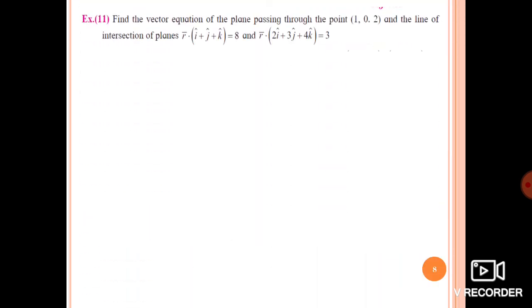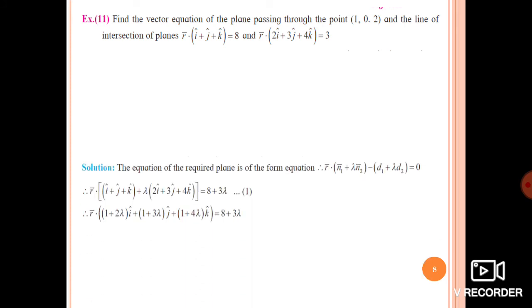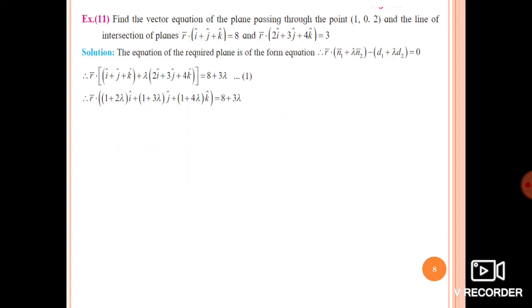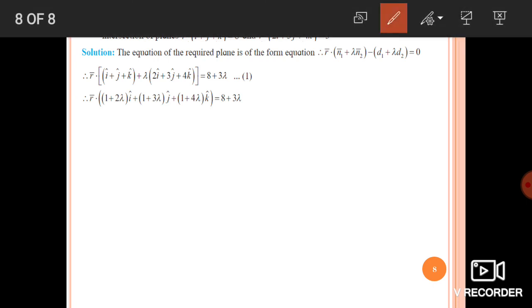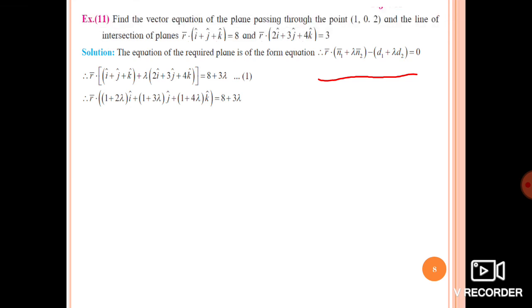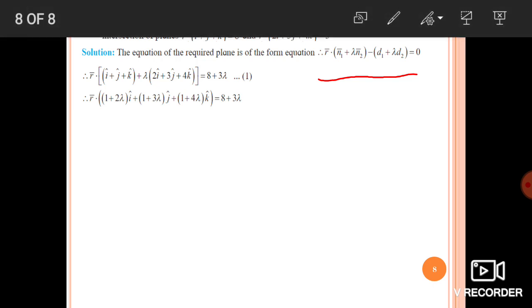Last question. Find the vector equation of the plane passing through the point 1, 0, 2 and the line of intersection of planes r bar dot i plus j plus k equal to 8 and r bar dot 2i plus 3j plus 4k equal to 3. Equation of required plane is of the form r bar dot n1 bar plus lambda n2 bar minus d1 plus lambda d2 equal to 0. Now plugging in the values, r bar dot i plus j plus k plus lambda 2i plus 3j plus 4k is equal to 8 plus 3 lambda.